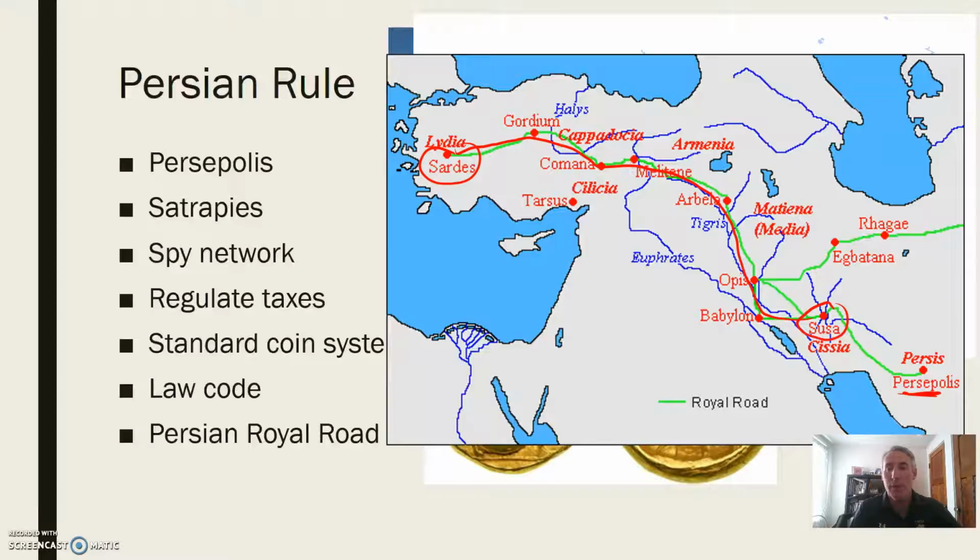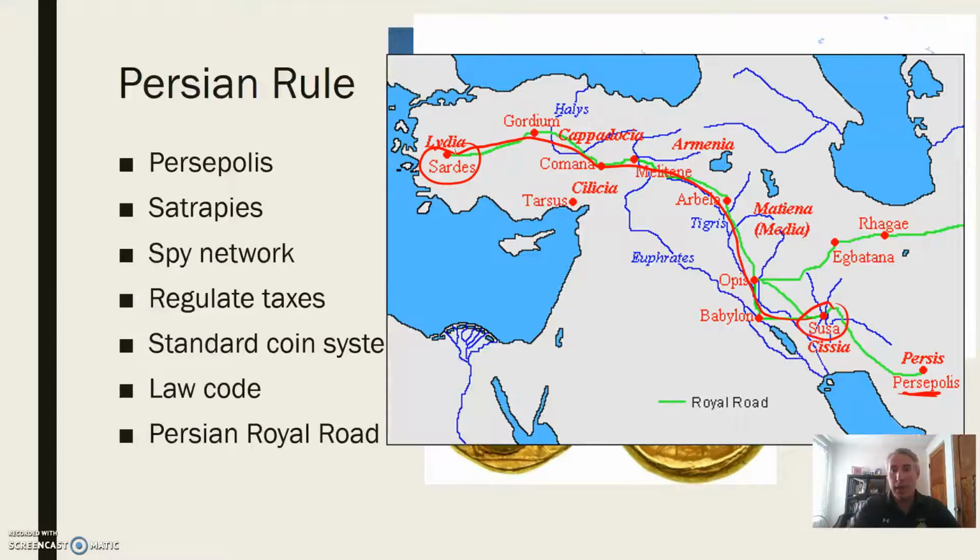Parts of it were paved. Now, we're not talking about asphalt and modern concrete, but cobblestone and things of that nature. And this was to facilitate the movement of the army, if you needed to move them from one area to the other, obviously for trade, but also for messengers.